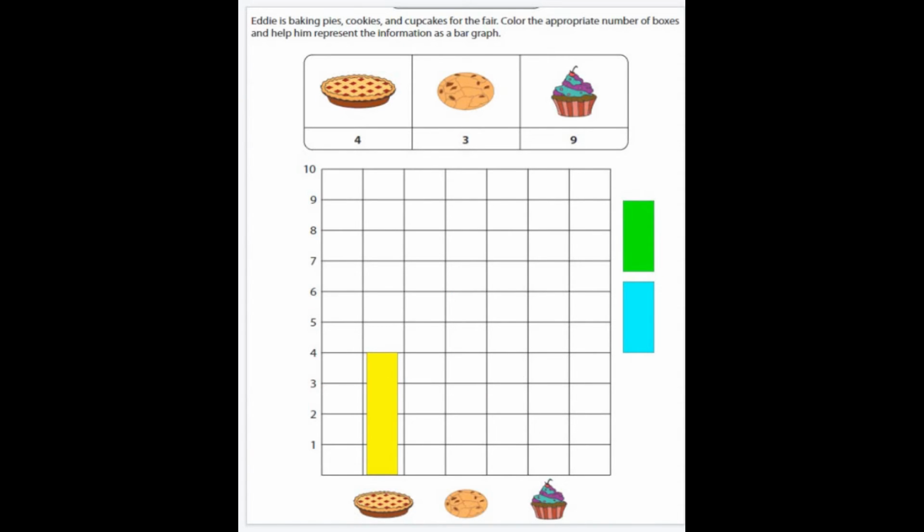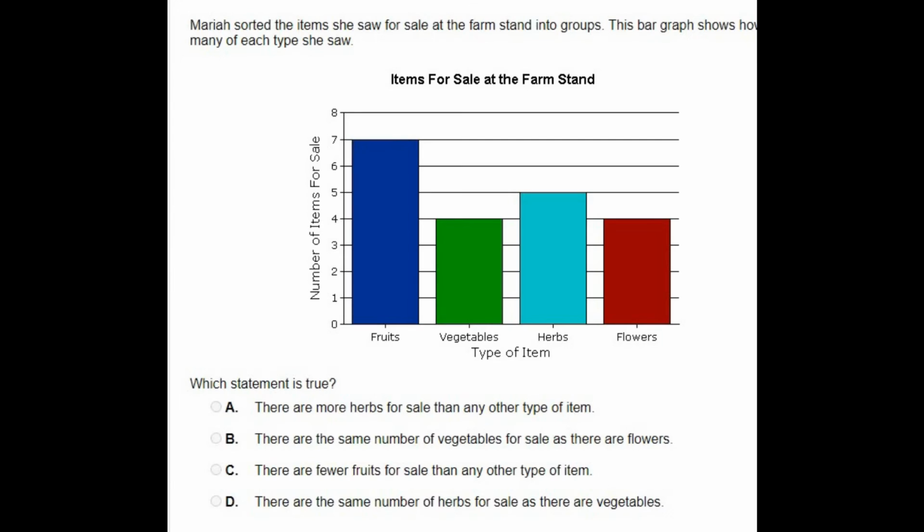This is one of the activities that you will be requested to complete online or during class. Maria sorted the items she saw for sale at the farm stand into groups. This bar graph shows how many of each type she saw. You can see fruits, vegetables, herbs, and flowers. Which statement is true? There are more herbs for sale than any other type of item. We got herbs here and fruits over here. We can see this statement is not true because there are more fruits.